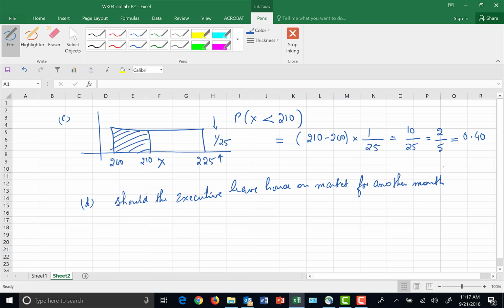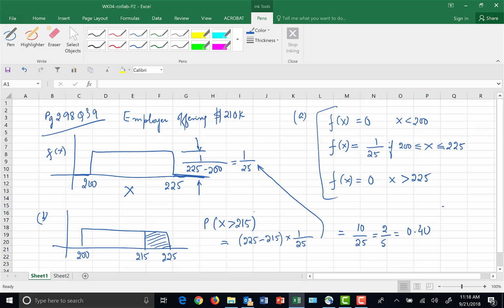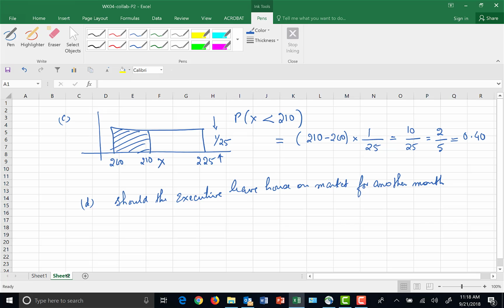So should the executive leave the house on the market for another month? So notice that if she leaves it on the market for another month, there's a 40% chance that she will get less than what the company is offering her. So it's a close call, and if you look at the previous parts of the problem, part B says the likelihood that she will get higher than what the company is offering her, 215,000, is 0.4. But there is still a fairly good chance that she will get an offer that is less than the market.